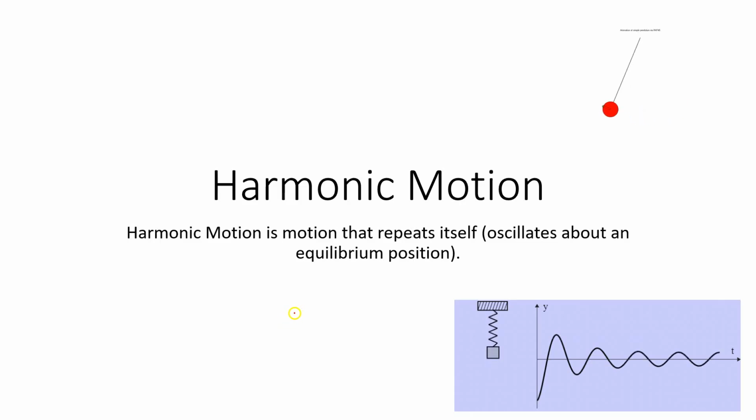In this particular lesson, this unit one lesson, we want to look at what we call harmonic motion, and you're going to hear us use the term simple harmonic motion, right? Now, as you're seeing on the screen, harmonic motion is motion that repeats itself. In other words, it oscillates about an equilibrium position.